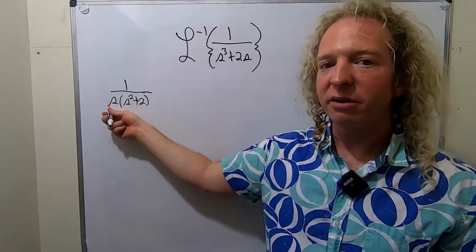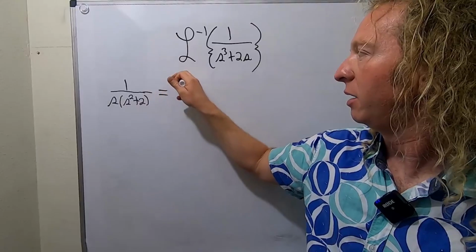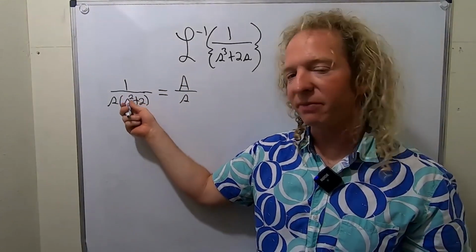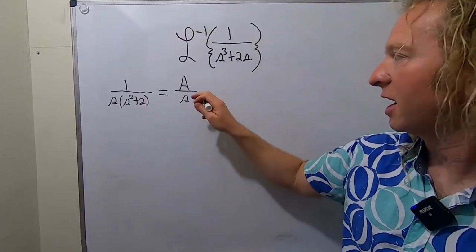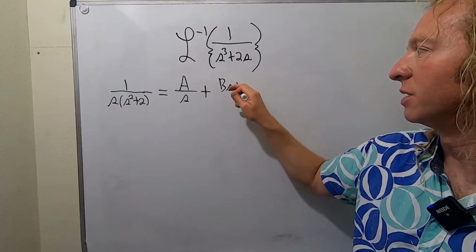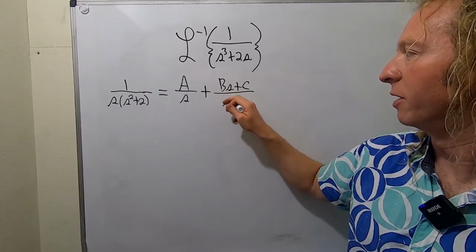Whenever it's linear, you just put a constant. So a over s. And then whenever you have something squared plus a number, you have to have a linear piece up top, like this, bs plus c over s squared plus 2.